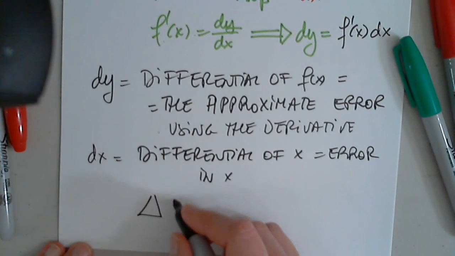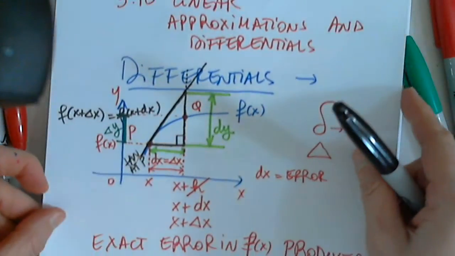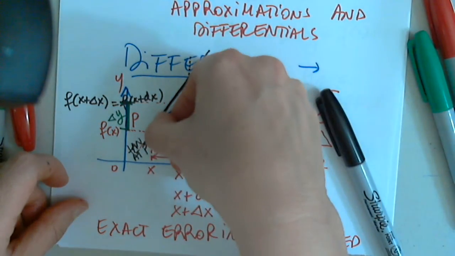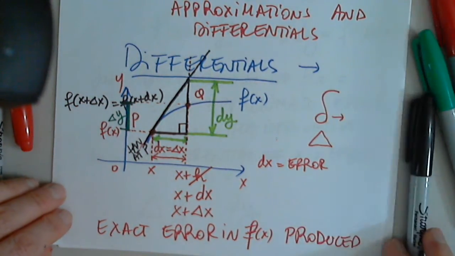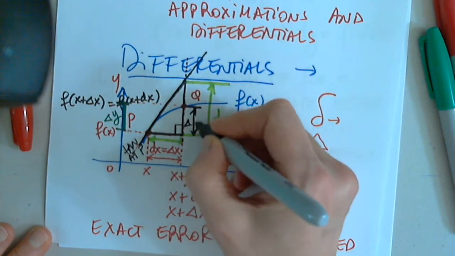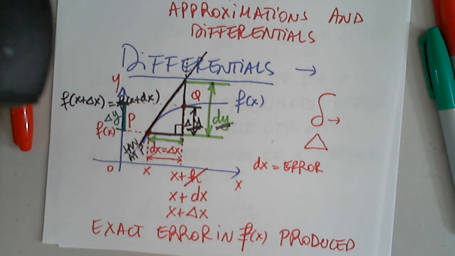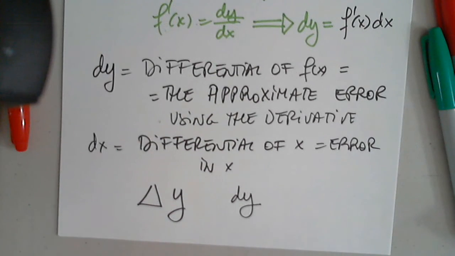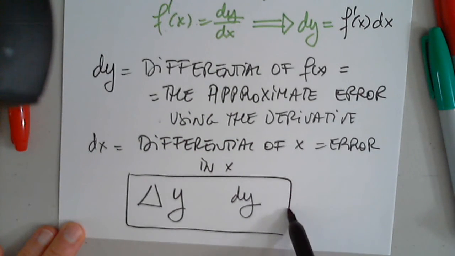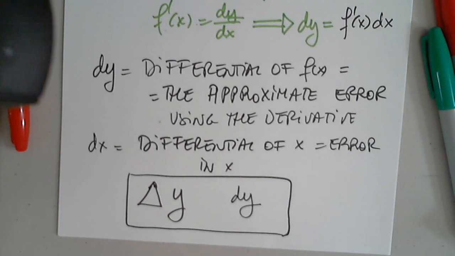Now, can anyone give us the relationship between delta y and dy? Before you say anything, let me refresh your memory one more time. Q is here. Again, this is delta y. This is dy. I want a relationship between these two. What will be the relationship between the exact error and the approximate error? Using the derivative, and this is using algebra, this is using calculus. What do you think I should write between the two of them?